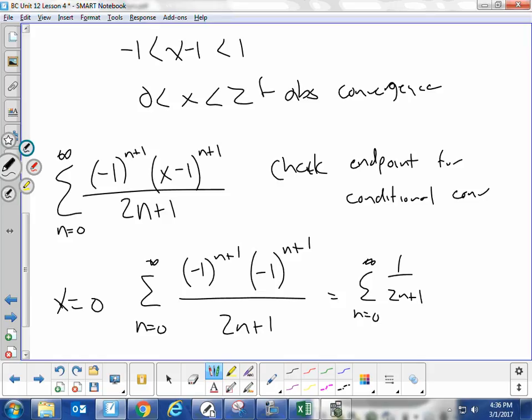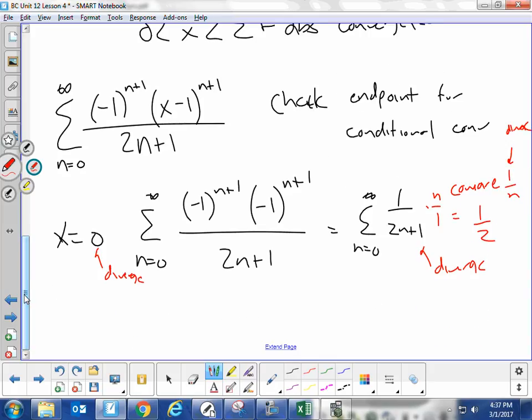Does this converge or diverge? Well, I would have to actually use the limit comparison test. I'm going to have to compare this to 1 over n. If you look at the limit of this, you'd end up with a limit that's equal to 1/2, which is finite and positive. So since 1 over n diverges, this guy is going to diverge, which means we diverge at x equals 0.